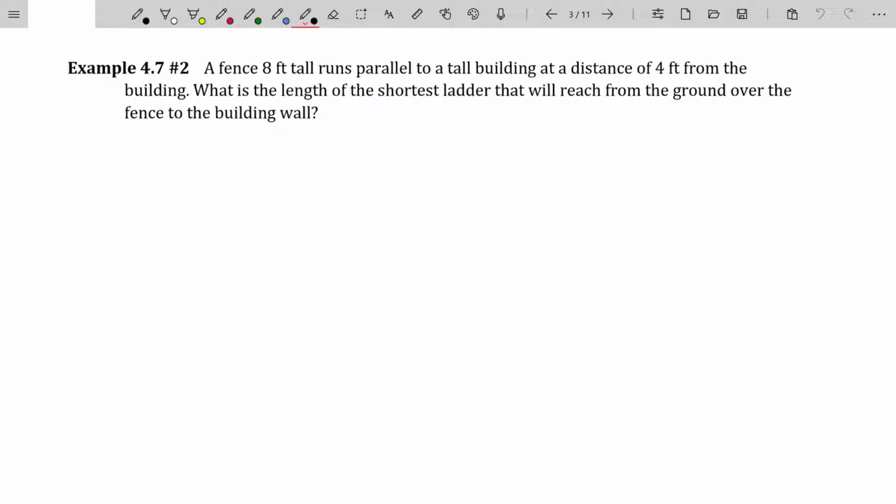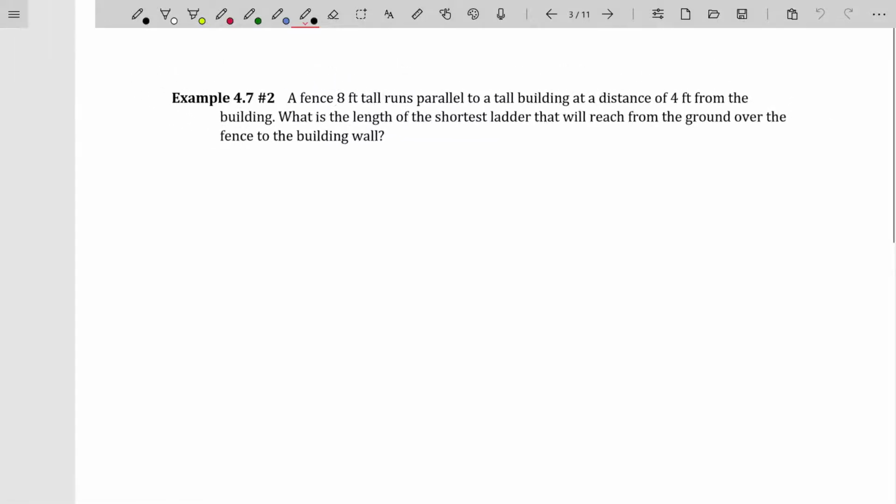So this problem is a very classic one. You'll see this in almost any optimization homework. A fence that's 8 feet tall runs parallel to a tall building, but at a distance of 4 feet from the building. What is the length of the shortest ladder that'll reach from the ground over the fence and to the building wall? That is a really classic problem.